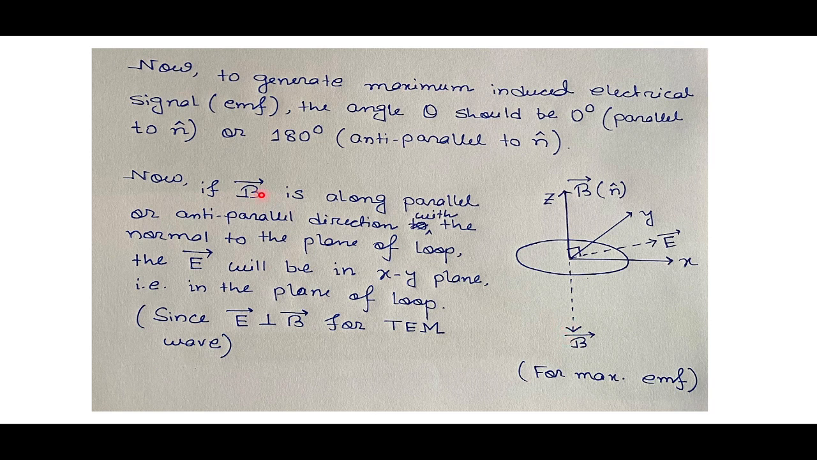So either it will be along the n cap or anti-parallel to the n cap. Okay. Now, if B is parallel or anti-parallel to the normal to the plane of the loop, your E vector should lie in the xy plane, because it is a TEM wave. Plane wave is a transverse electromagnetic wave, right? So your electric field should be perpendicular to the magnetic field. So it will always be in the xy plane. Up to this is clear, right? Any doubt about this? Okay, I think it's clear.